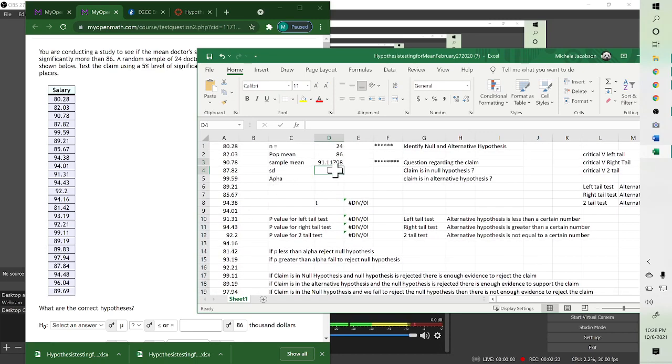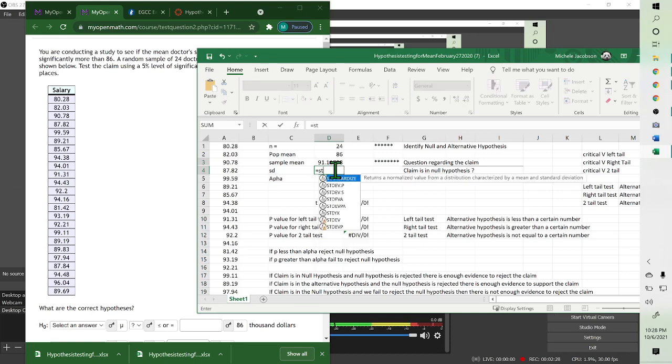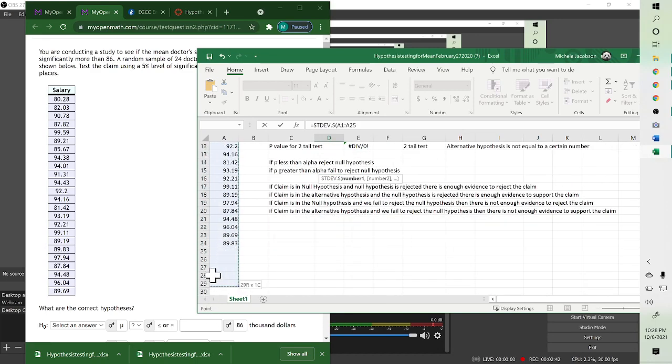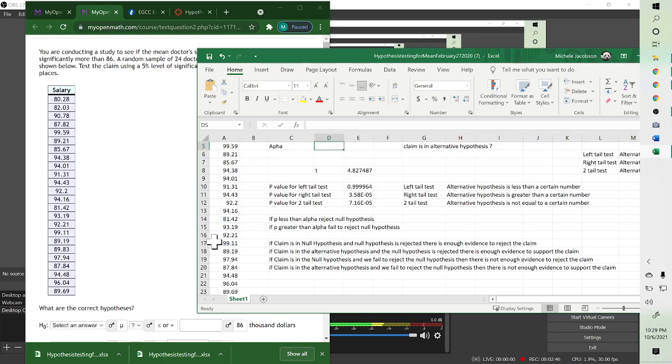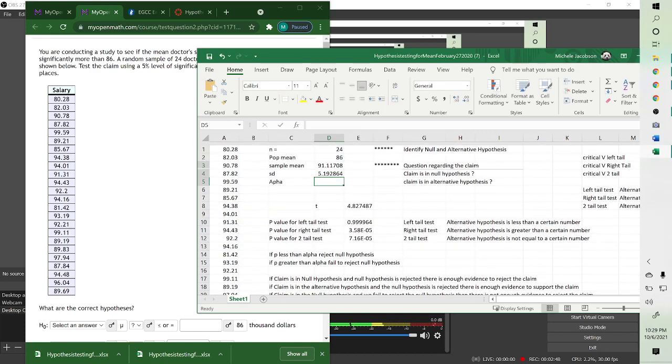You do the same thing for standard deviation. Put equals, type ST, and it's the standard deviation with the S because it's a sample, not a population. Double click it, highlight your data. Too far. There we go. And hit enter. And there's our standard deviation.